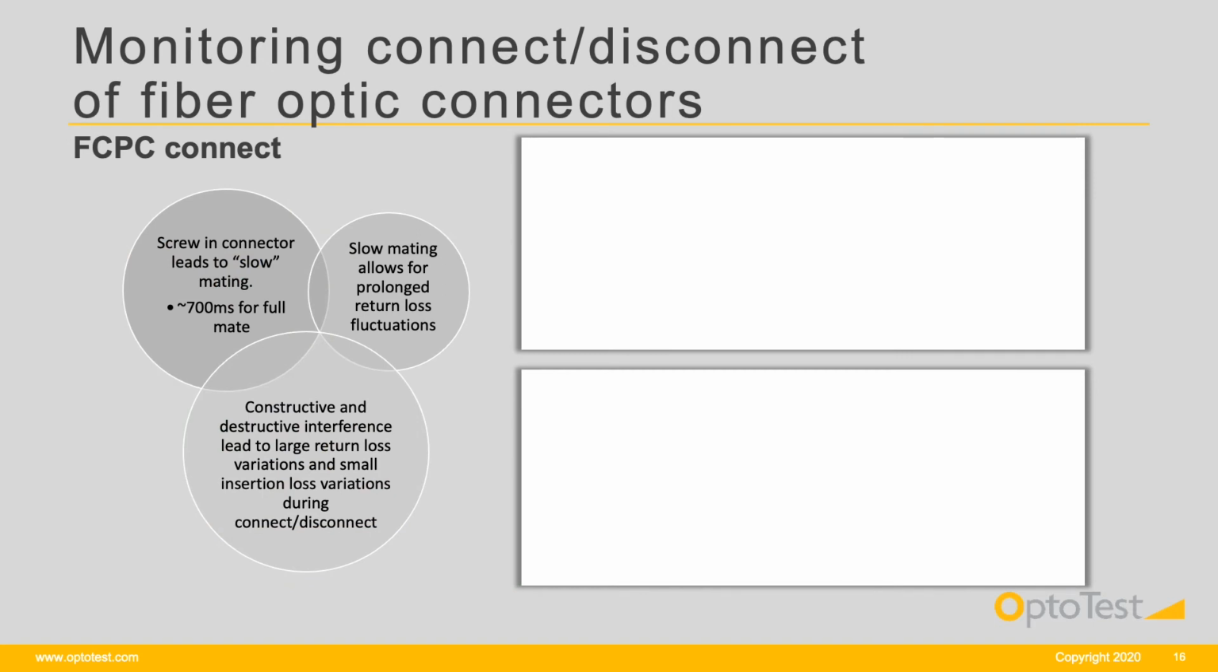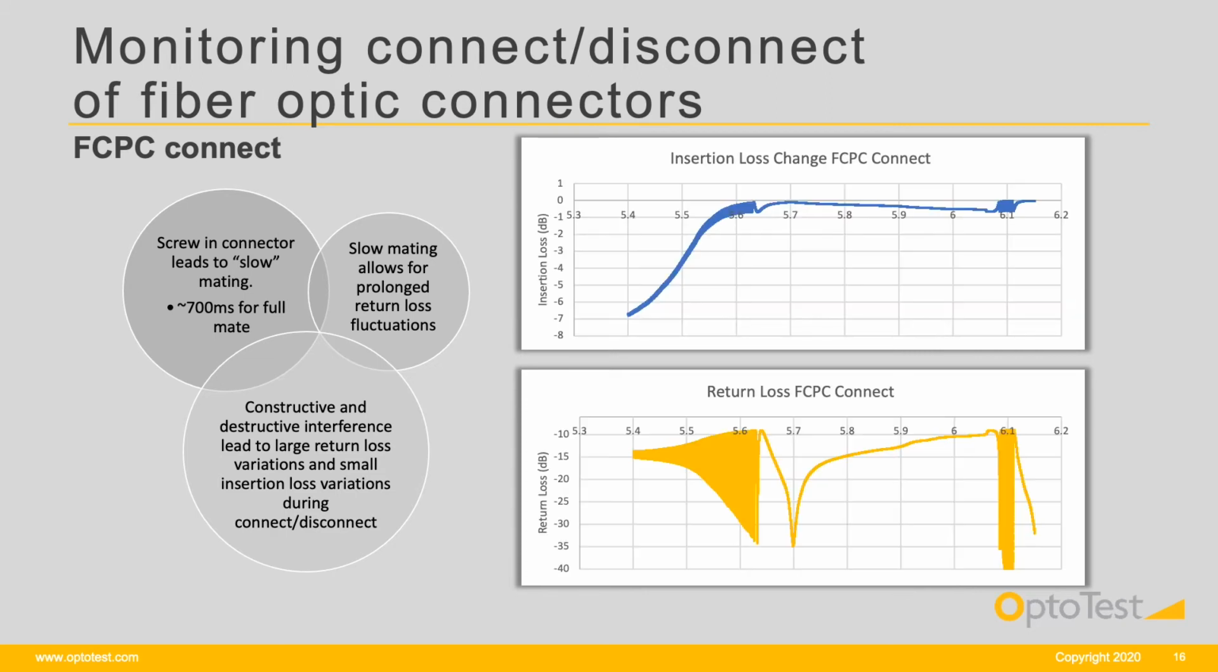First, the mating properties of the FCPC connector is analyzed. An FC connector is a screw-on connector. From the resulting graphs, one can see that for full stable contact, it takes about 700 milliseconds for the connection to reach equilibrium. During this process, the insertion loss and return loss swing wildly. These swings are due to constructive and destructive interference of the light waves in the small air cavity as the two connectors mate to each other. The width of the air gap creates constructive and destructive interference depending on the wavelength.